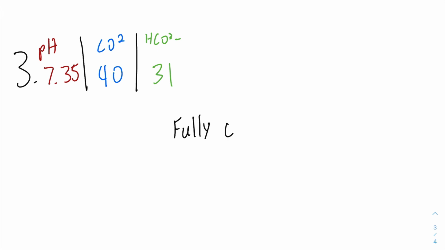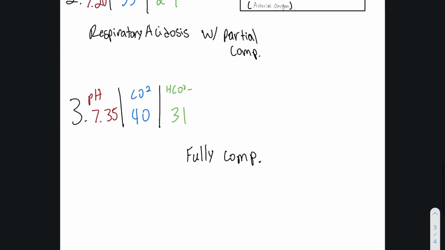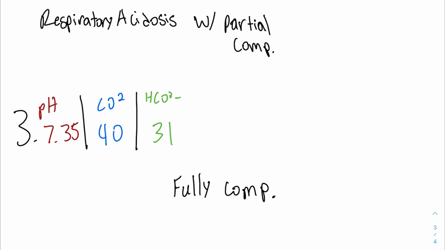So we already know that it's fully compensated just by looking at that. And is it more from the range of the pH, 7.35 to 7.45, is it on the lower or the higher side? It's on the lower side. So we're going to know that that's an acidosis of some sort. Now we just got to figure out what sort of acidosis, whether it be respiratory or metabolic.